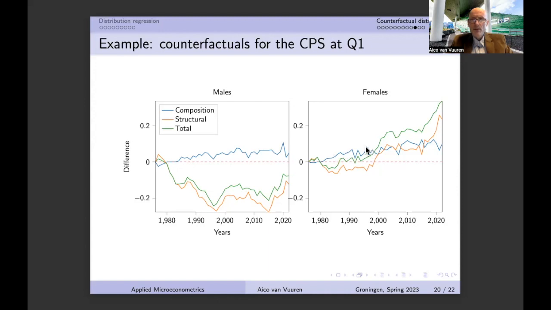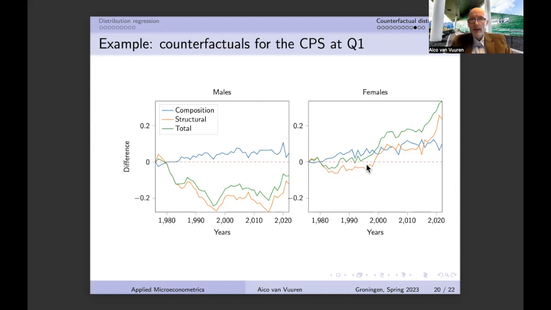We see that this composition effect increases quite a lot in the period before 2000, but it even increases further in the years after that. So therefore, there is quite a large composition effect over here. But you should also take into account that the structural effect has become more important over time and can also explain some part of this wage increase that we have over here.